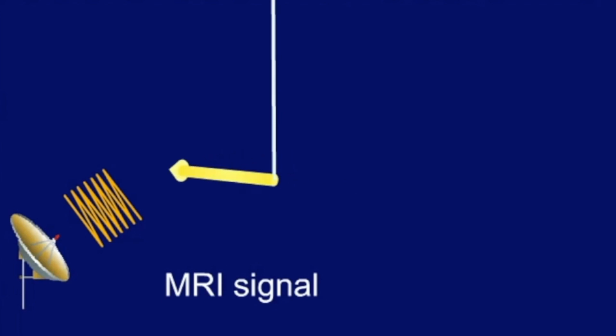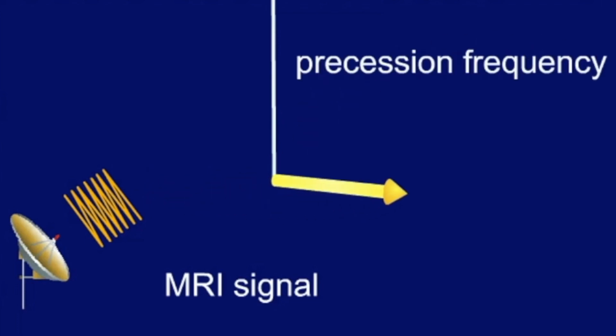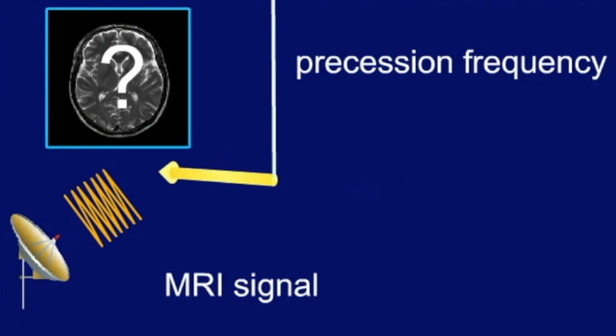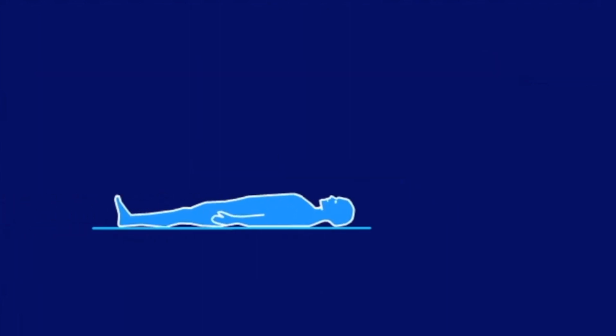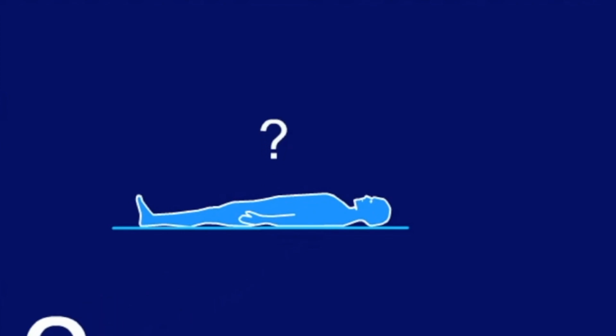As the transversal magnetic vector moves around with the precessing protons, it moves with the precession frequency. The resulting MR signal, therefore, also has the precession frequency. But how can we make a picture out of this electric current, which actually is our MR signal? For this, we have to know where in the body the signal came from.